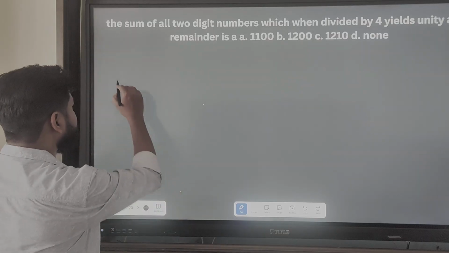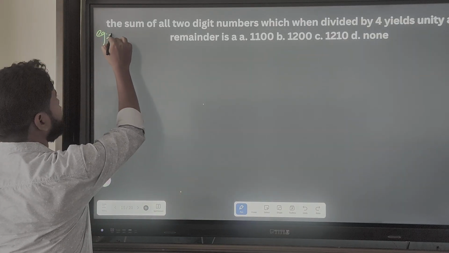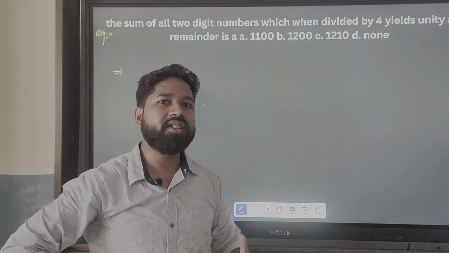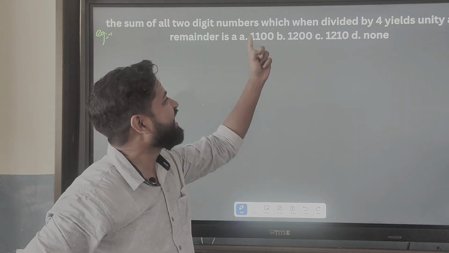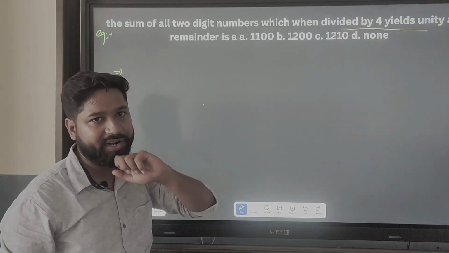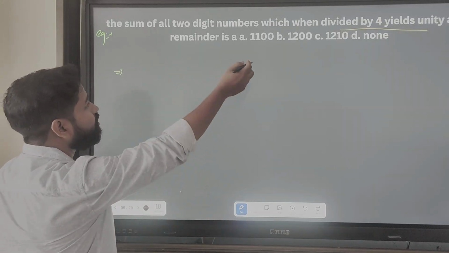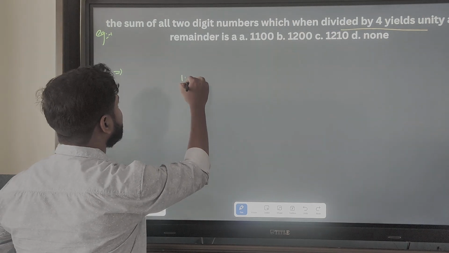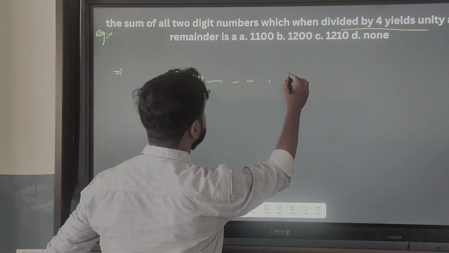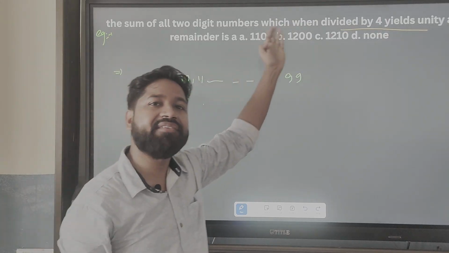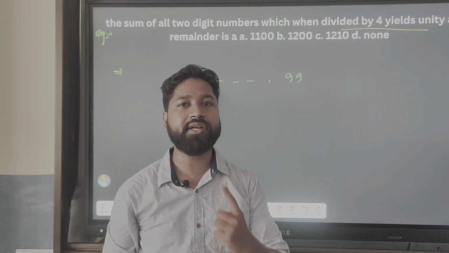See, it's almost the same only. What are they asking now? They're asking the sum of all the 2-digit numbers that yield remainder unity when divided by 4. You're getting that? No? Let me tell you this. Sum of all 2-digit numbers. All 2-digit numbers means 10, 11, 12, up to 99. But they have given a condition that the number when divided by 4 gives remainder 1.